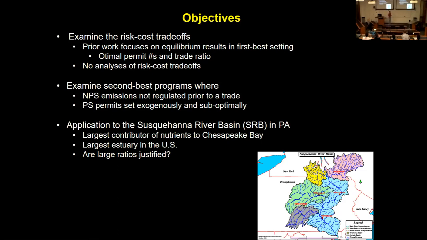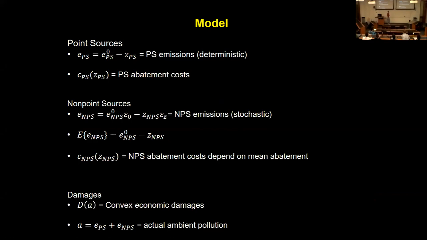And we're going to look at this in an application of the Susquehanna River Basin in Pennsylvania. This is the largest contributor of nutrients to the Chesapeake Bay, which is the largest estuary in the United States. This is a map of the Susquehanna River Basin, and you can see that most of it lies in Pennsylvania. And most of the nutrients are generated in Pennsylvania. Couldn't tell you the percentage, but the vast majority comes out of Pennsylvania. So here's the model.